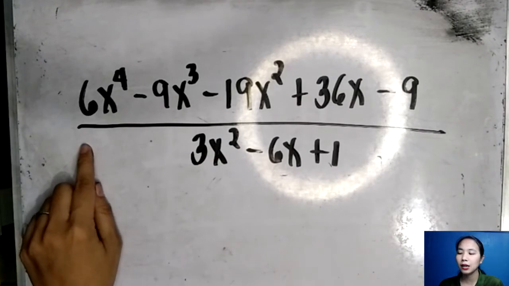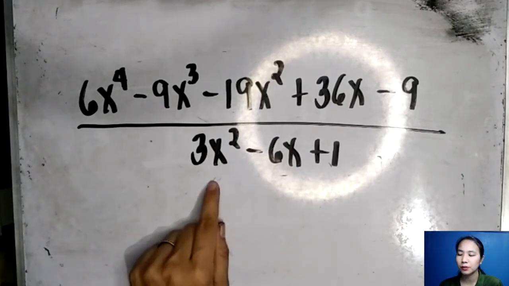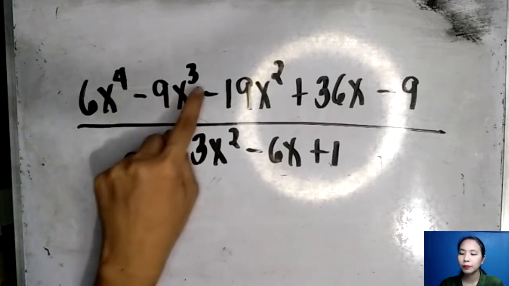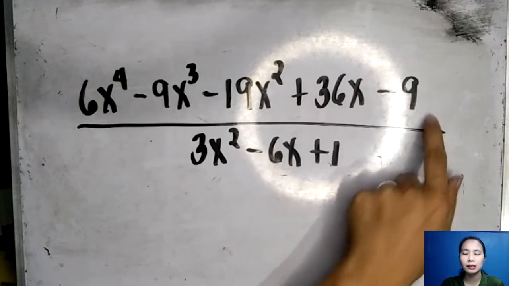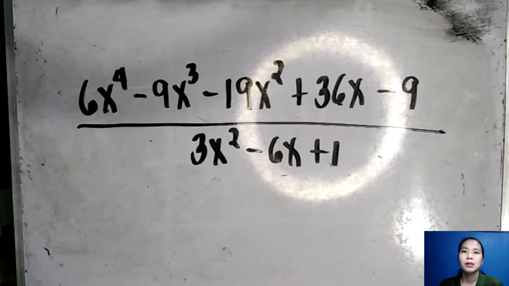Now, let us check our dividend and the divisor with regards to the terms. Kailangan naka-arrange mula sa pinakamataas na exponent pababa at wala tayong missing terms. So, we have 4, 3, 2, 1, then the constant. We have 2, 1, and the constant. Since naka-arrange na ito at wala tayong missing terms, magpo-proceed na tayo sa ating next step.